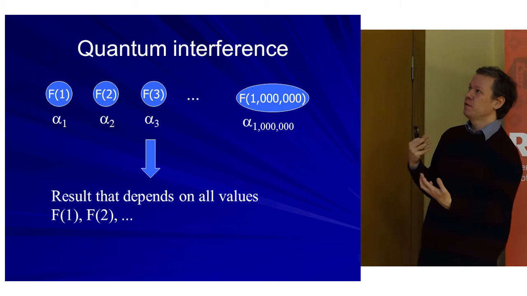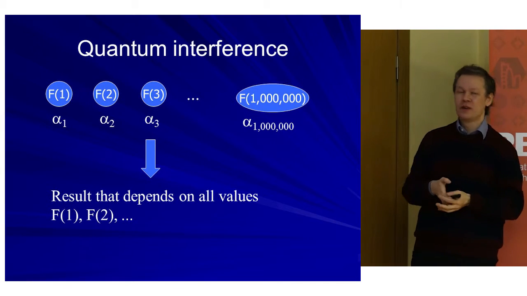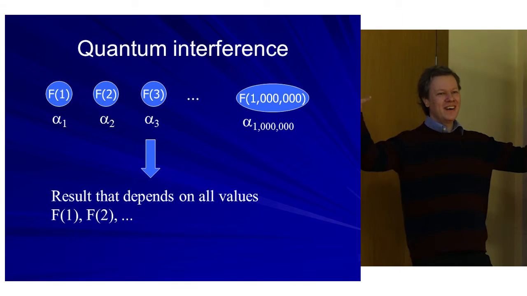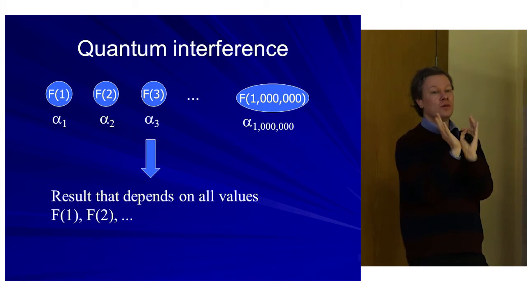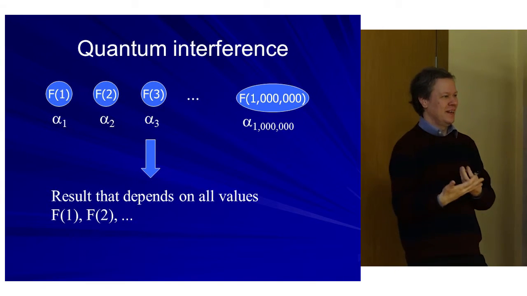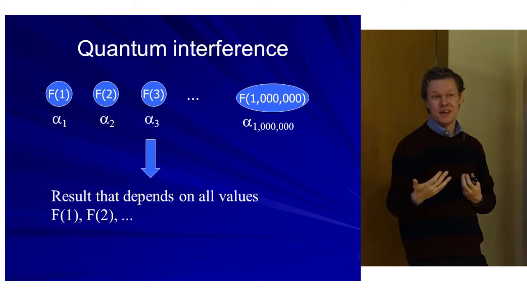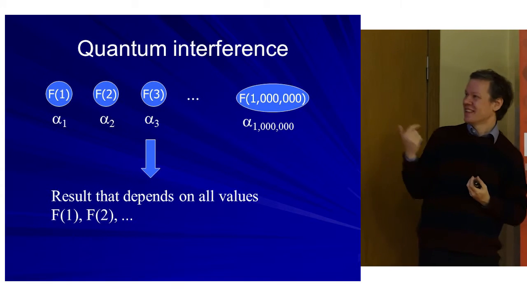For many other computational problems, we could do billions of things in parallel, but we don't know how to interfere them to obtain a result that is useful. And these are the problems for which we don't get quantum speedup.